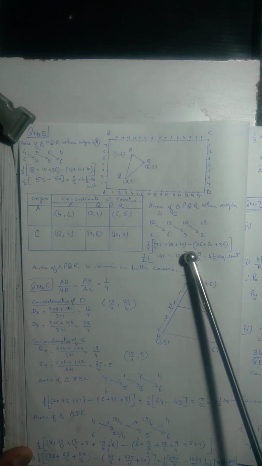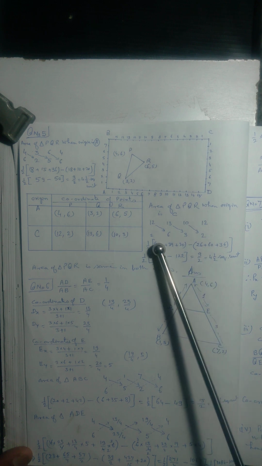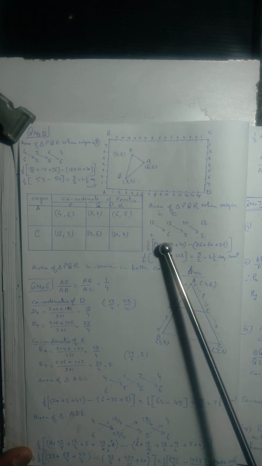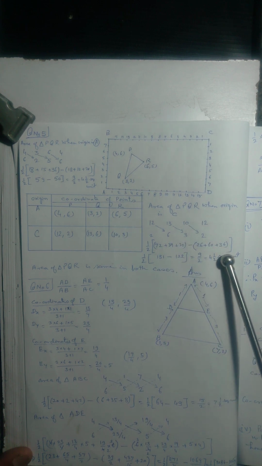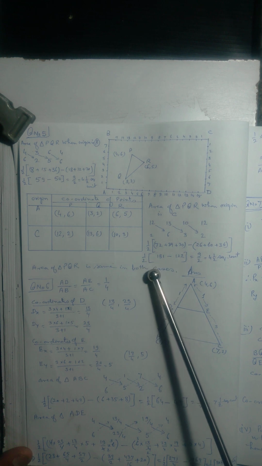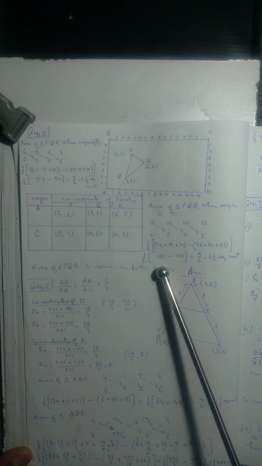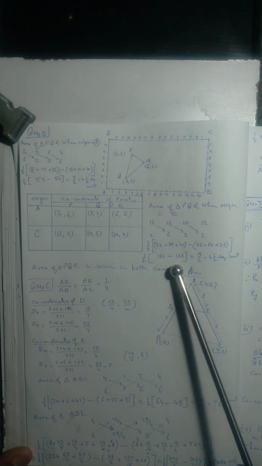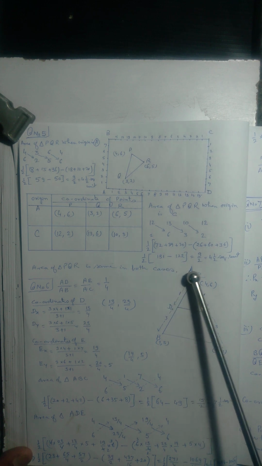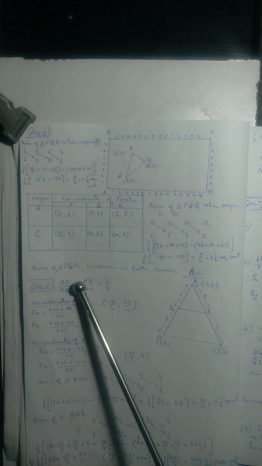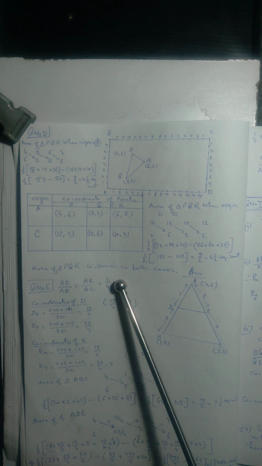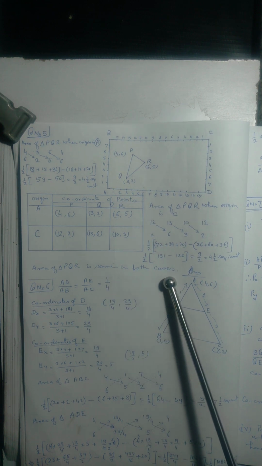Bracket closed, minus, in the second bracket, 2 into 13, that is 26, 6 into 10, that is 60, 3 into 12, that is 36. Bracket closed. Solve it, you will get 1 upon 2 in bracket, 131 minus 122, that will be equal to 9 by 2. Again it will be 4.5 square units. So the area of PQR is the same in both the cases.